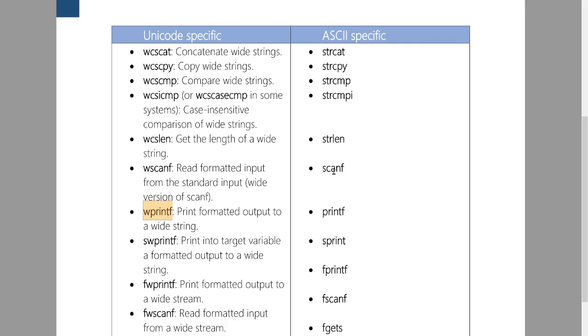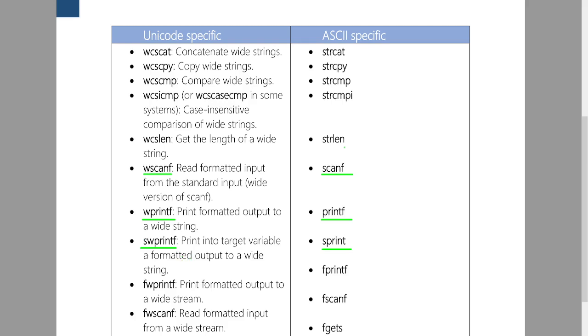Then the scanf; these are the two functions that we use most frequently. These I/O functions have the equivalents wscanf and wprintf. Exactly the same way, sprintf is what we use for printing into a string variable. And if you do it with wide characters, you'll have to use swprintf.